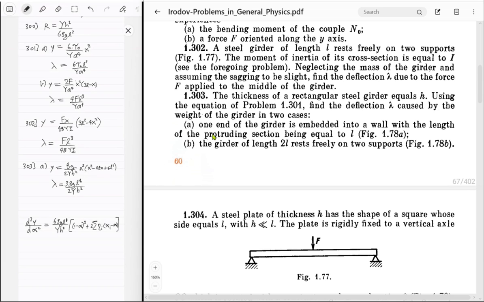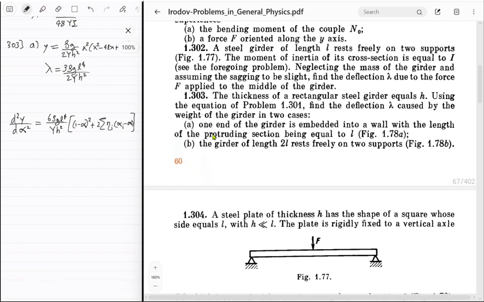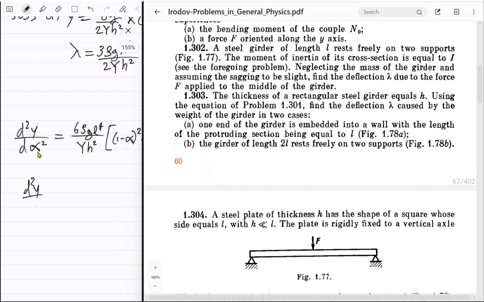So one end of the glider is embedded into the wall with the length of the protruding section being equal to L, so it's like going out. In that case, your density is there, your eta_i is 0. I mean, there's no external force, so you don't have to consider this term. Actually, no. I want to consider something where there is not. We'll do 2 questions. First, let's do this one.